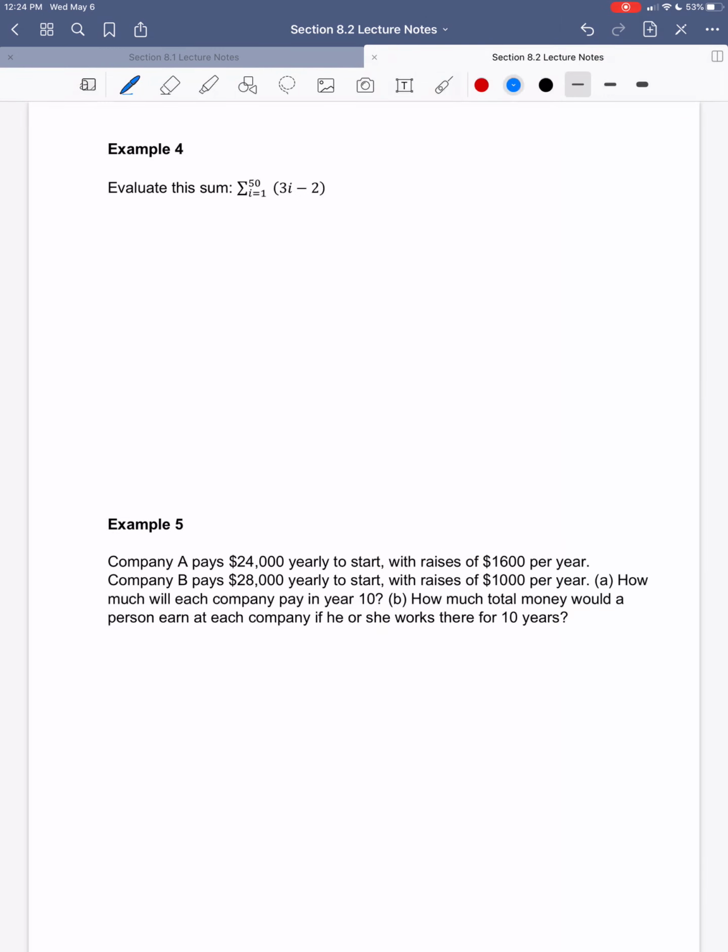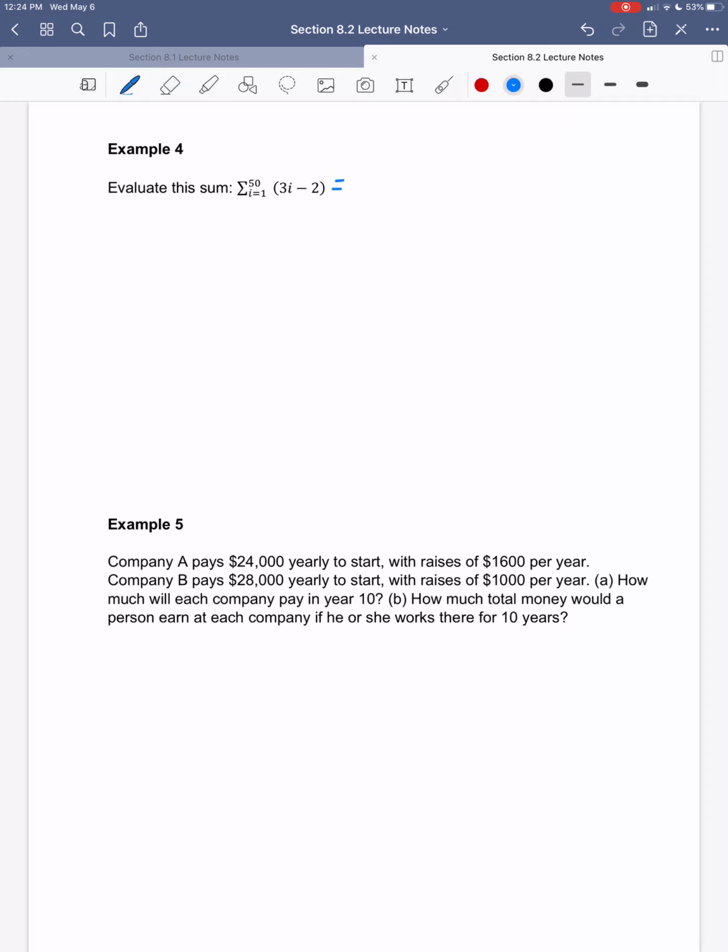Okay, so example 4 now, evaluate this sum. Now, here we've got summation notation. So the sum as i goes from 1 to 50 of 3i minus 2. It's not even obvious at all that this is an arithmetic sequence. So we might just have to start by plugging in these values for i and seeing what we get.